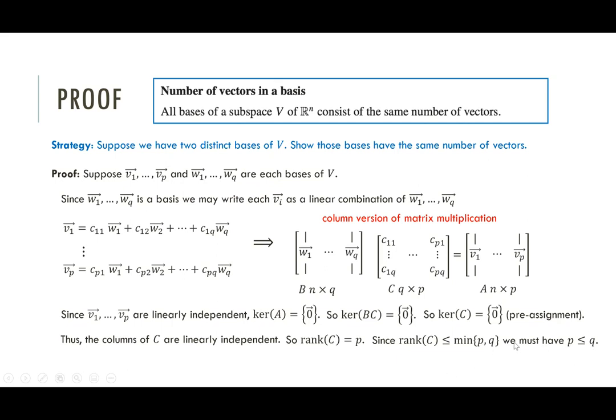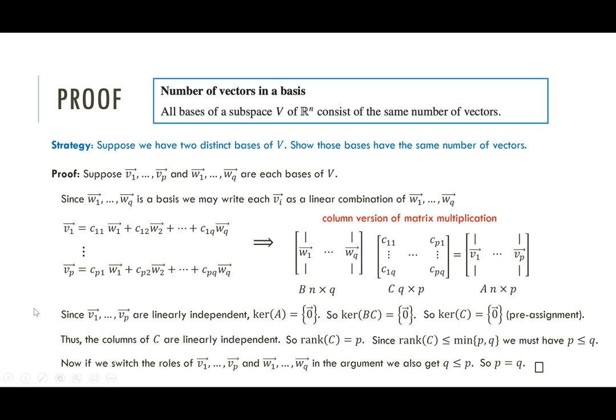Okay, so all that work to get that P is less than or equal to Q. But notice, if we just switched the roles of V and W in this whole argument, we would have ended up at the point saying that Q also has to be less than or equal to P. But if P is less than or equal to Q, and Q is less than or equal to P, then Q and P have to be equal. So there we go. They had the same number of vectors.